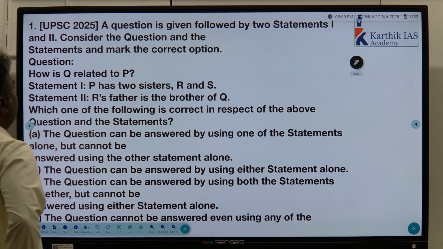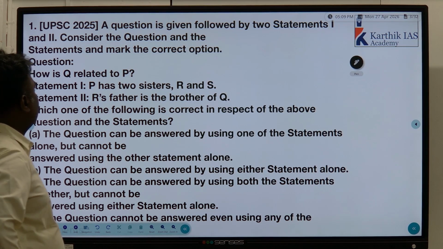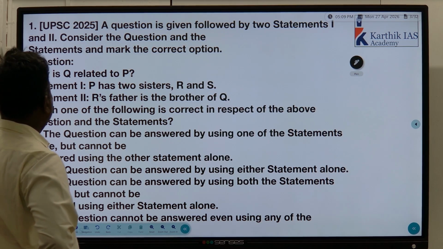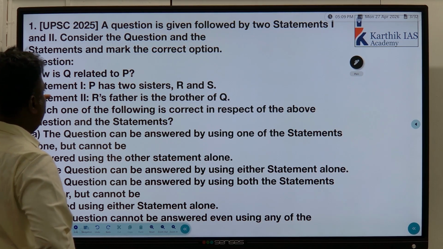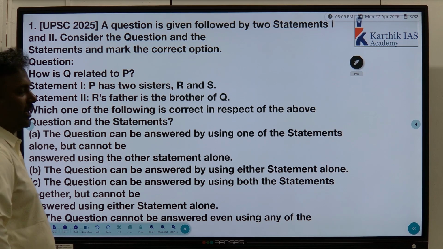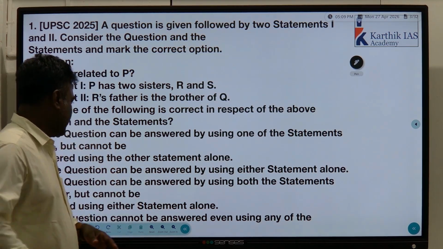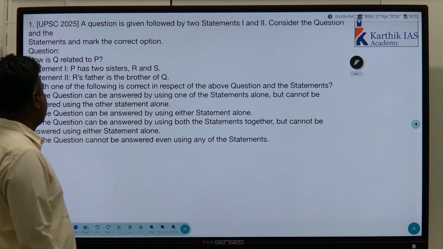See, almost every year up to 2025 there will be a question in blood relations. So the question is given: how is Q related to P? We need to answer with statement 1, are we able to answer the question? Statement 2, are we able to answer the question? Or together, that's the idea of all these types of questions.